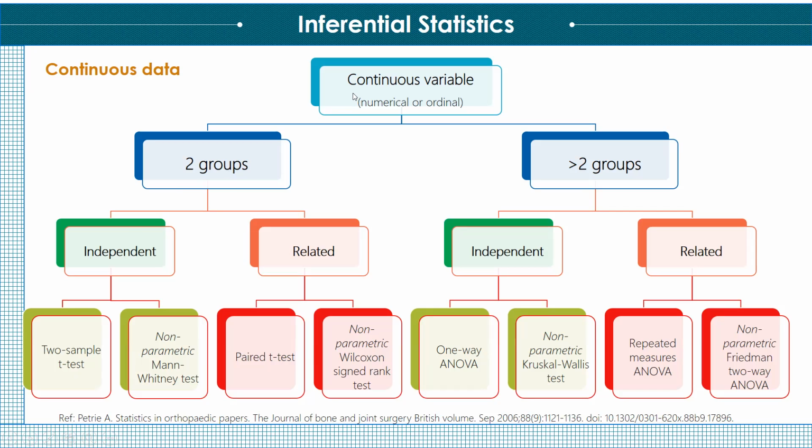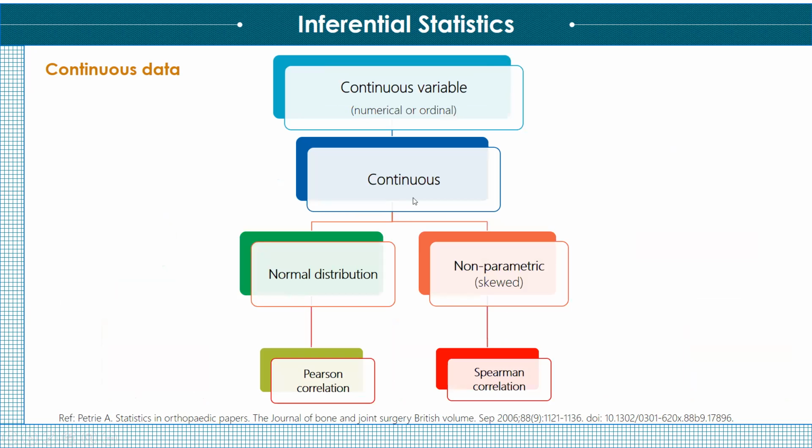If your age is not normally distributed, you will be looking at a non-parametric test. And in this case, comparing two groups, it's the Mann-Whitney. If we've got more than two groups, we'll use the ANOVA, but if it's non-parametric, we'll be looking at the Kruskal-Wallis test. So what about continuous data? I've discussed this before, continuous versus continuous variables. Again, if your variables are normally distributed, you will use a Pearson correlation. If they are non-parametric or skewed, you'll use a Spearman correlation.